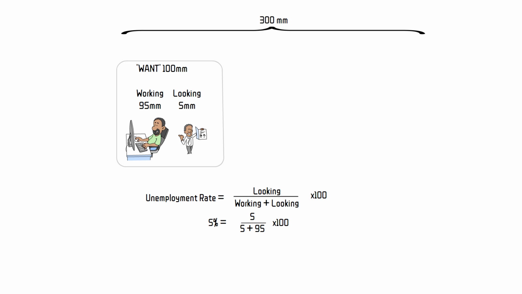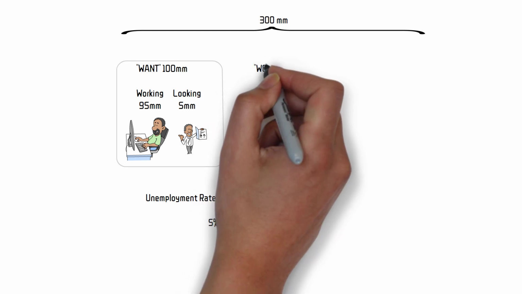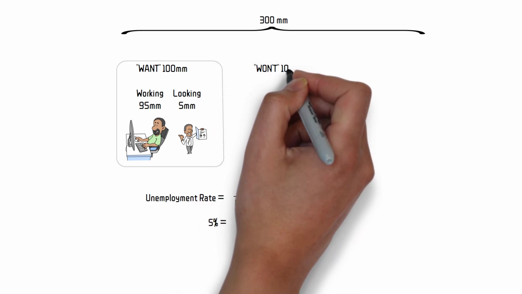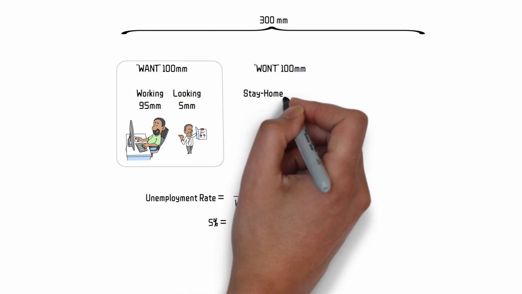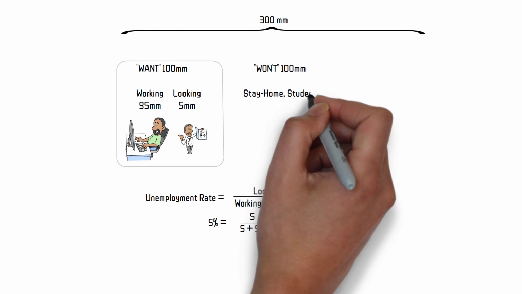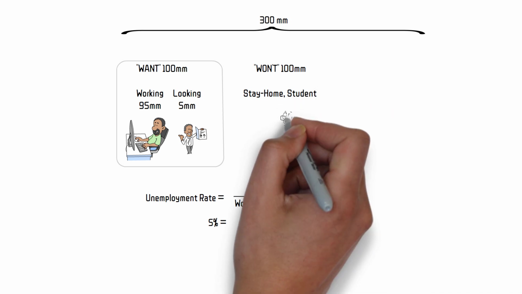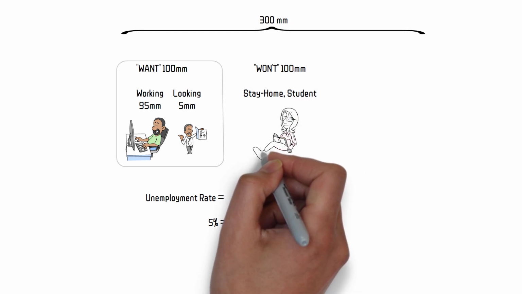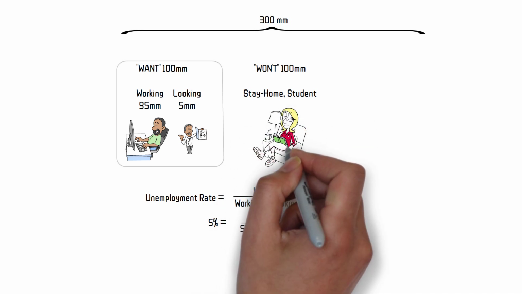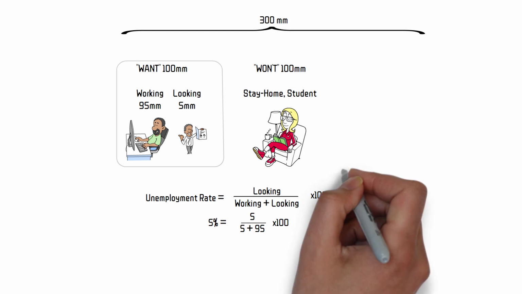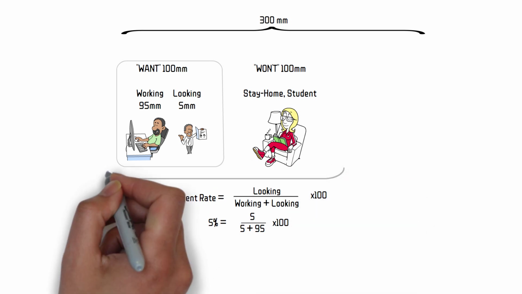Another population is, we'll call the won't work. They could work, but they decide to either stay at home, be a full-time student, decide just not to work, just watch TV. They can work if they had to, but they are not. So we'll call those the won't work.